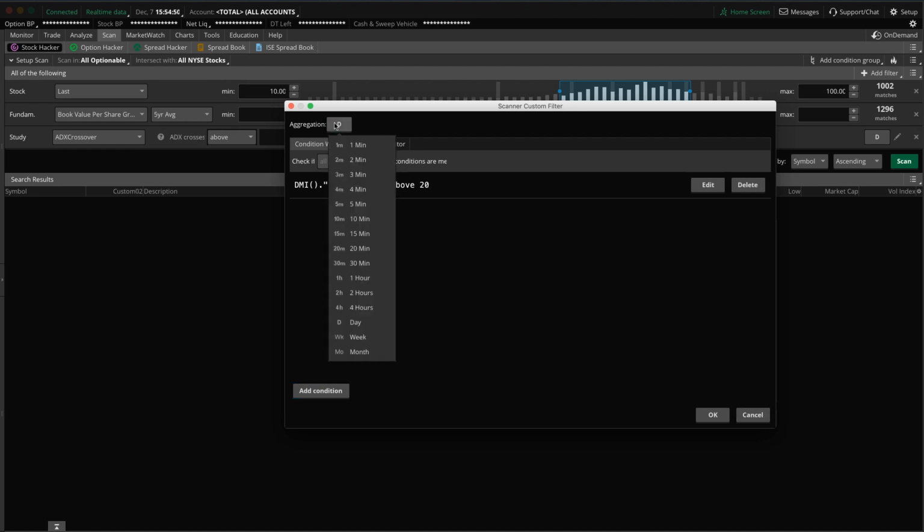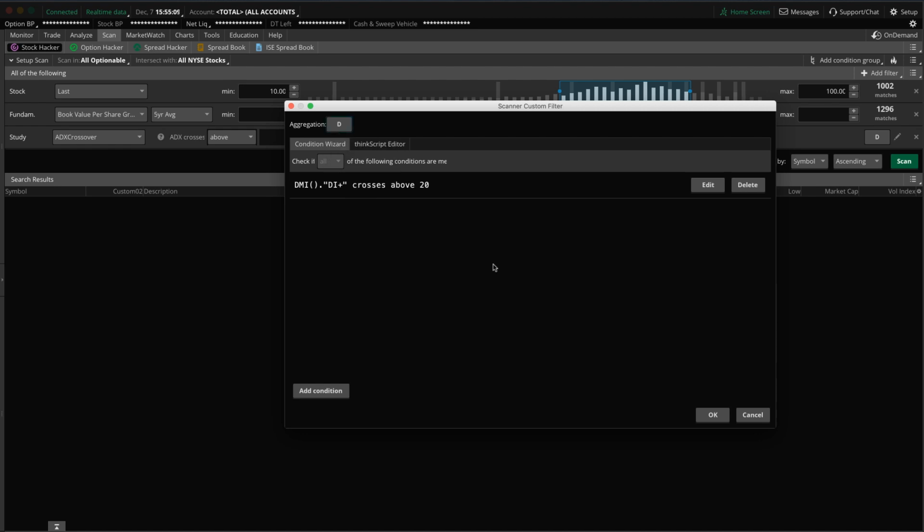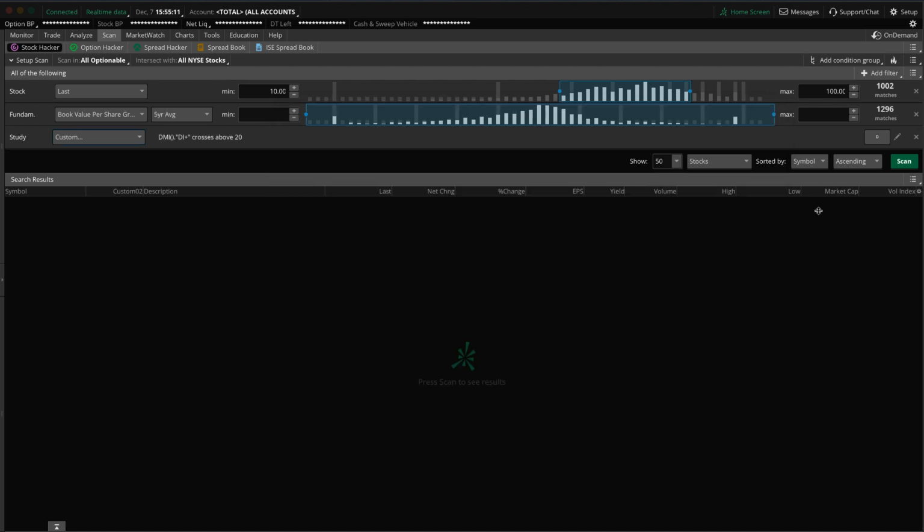You want to select your time frame. You select your time frame here. These are the only time frames supported for study filters on a scan. I get a lot of requests that want to do scans for tick charts and range charts, and we just can't do it. This is our list. This is what we have for options on doing scans in Thinkorswim. Okay, we'll go ahead and hit OK for that.